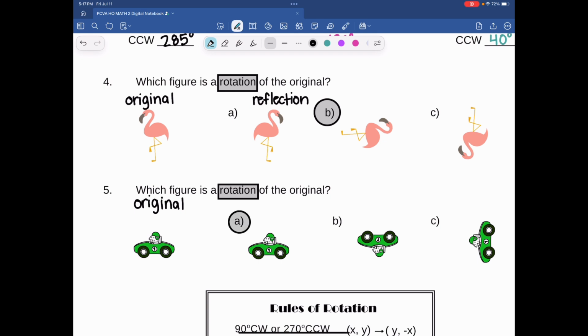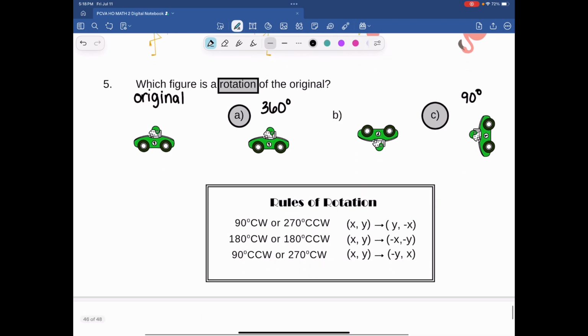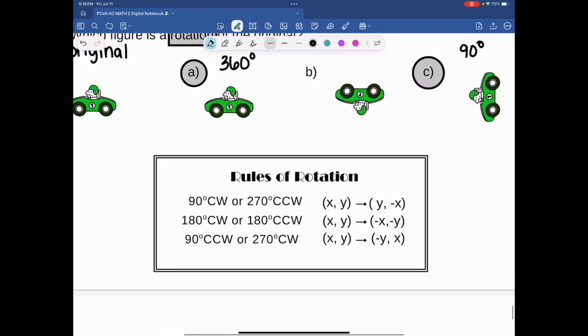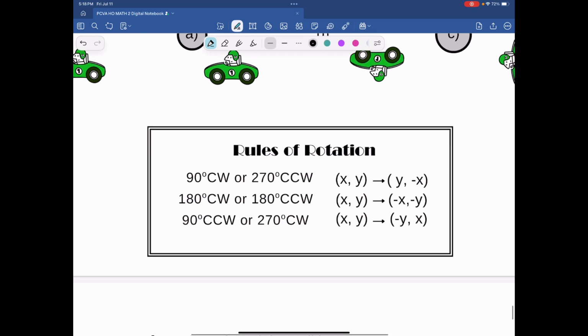So this one actually, I feel like, has 2 rotations. This one looks like it's rotated a full 360 degrees. And then we saw that this one was rotated about 90 degrees. And the other one, when it did the rotation, it didn't actually face the correct direction. All right, so we do have some rules here that we can use to help us do these rotations.